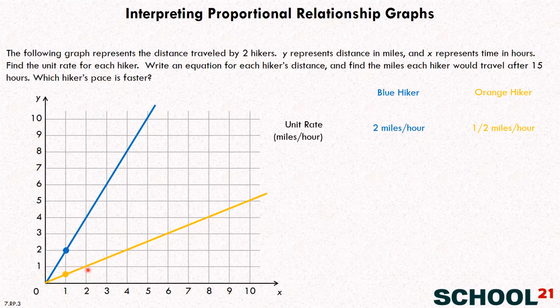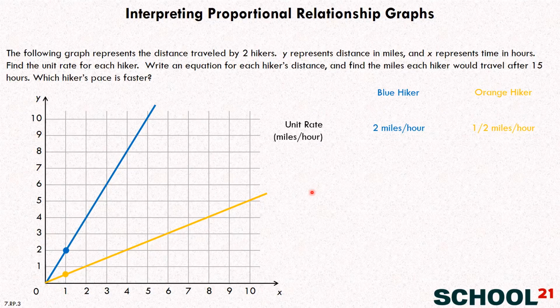So it's 1 mile in 2 hours. And that makes sense that it would be 1/2 mile in 1 hour, right? So our unit rate for the orange hiker is 1/2 mile an hour. Okay, now let's go back to the problem. The next thing it says is write an equation for each hiker's distance, okay?